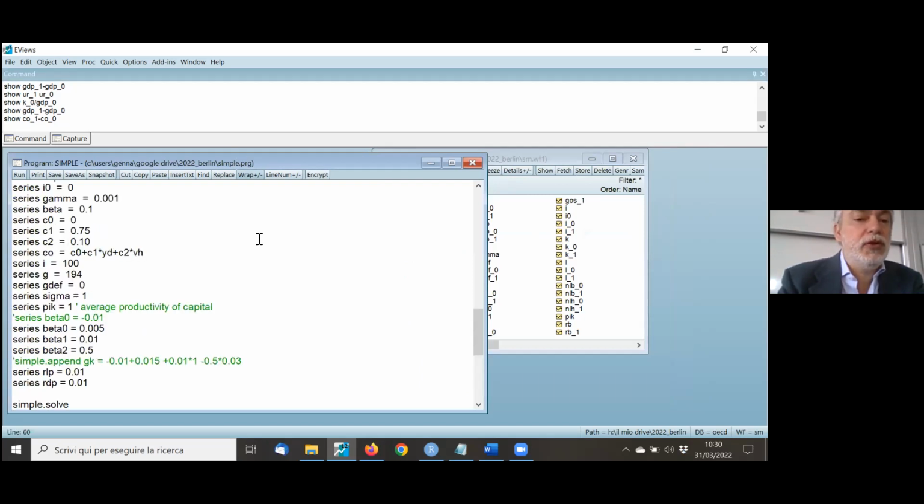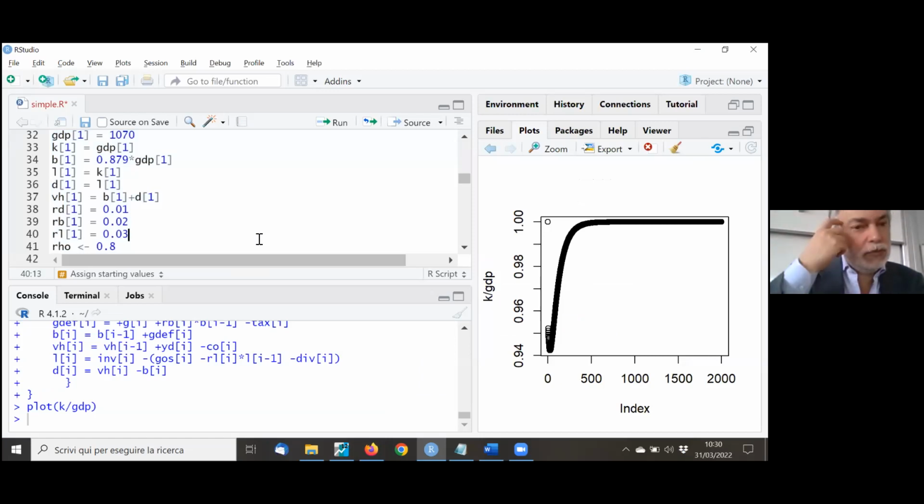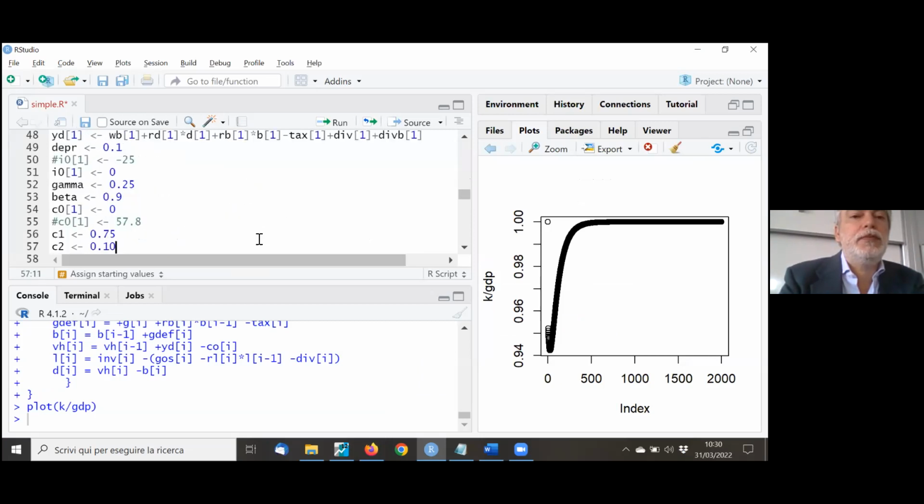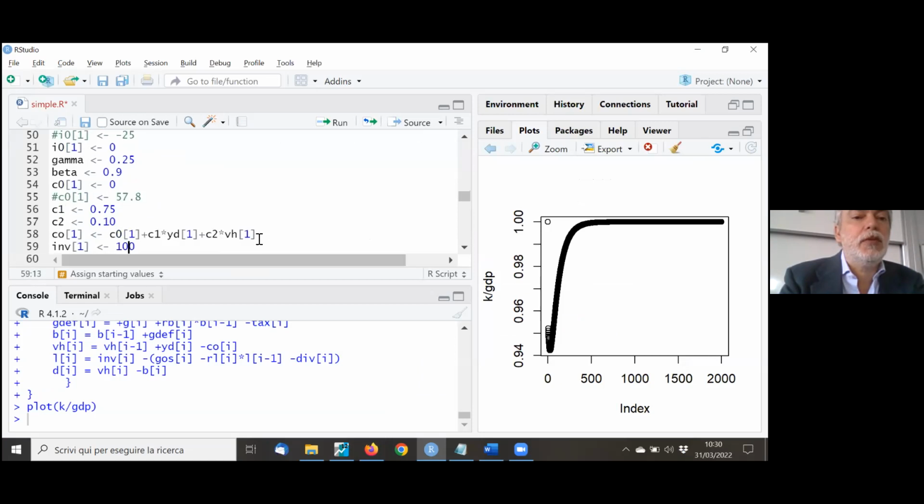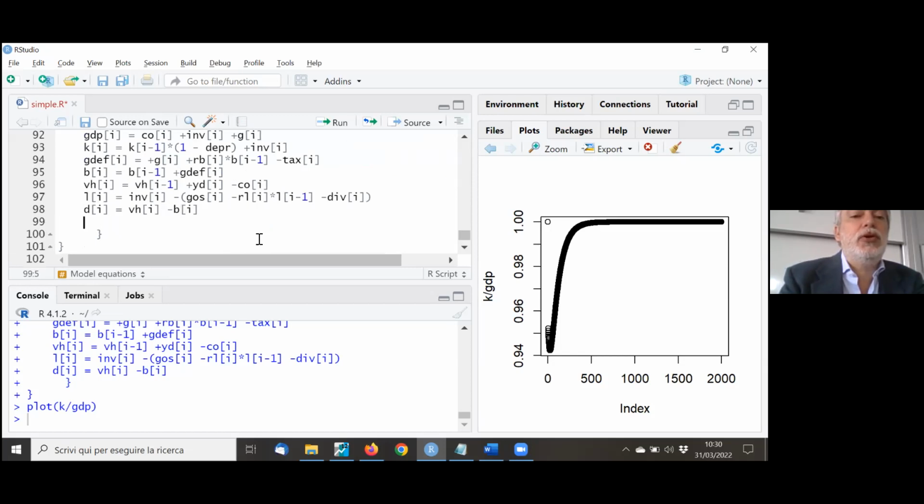So let's also modify this in R. And we need to add these two additional equations: RL equals RB plus RLP.